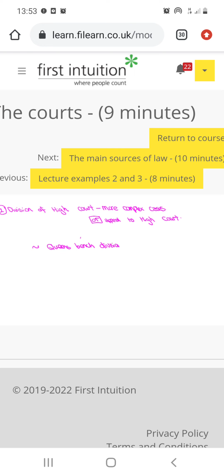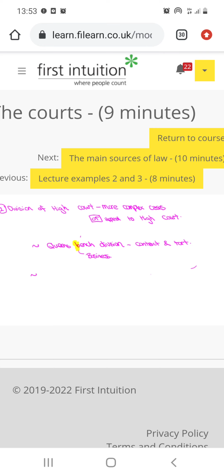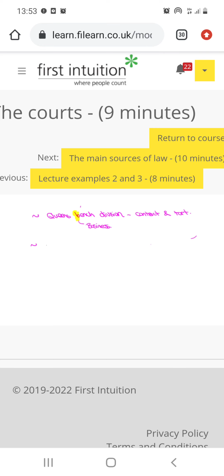Probably a little bit too much detail here for your examination, but it's quite interesting. This one here deals with contract and tort, which we'll see at a later date. But we can remember this one, remembering B, Queen's Bench Division, B for business. So this deals with civil cases regarding businesses. The second division is called the Chancery Division.